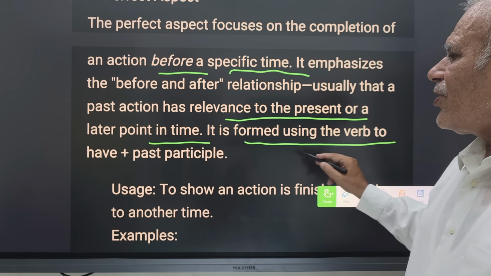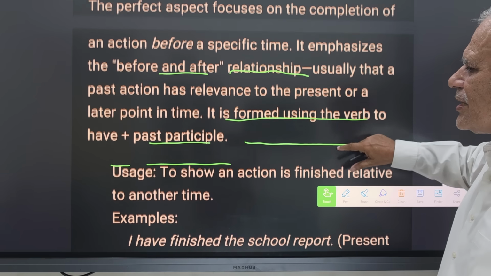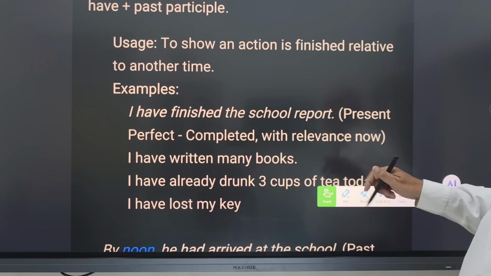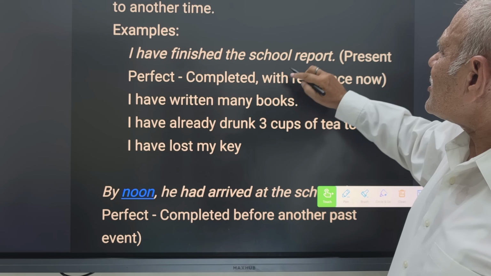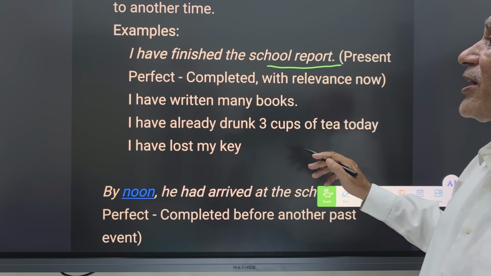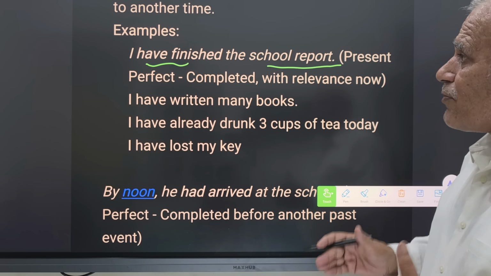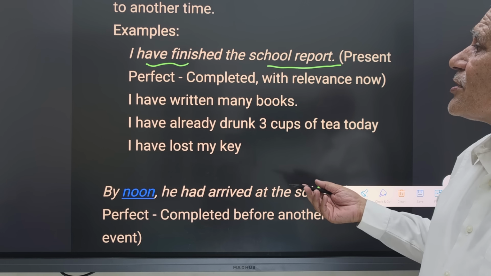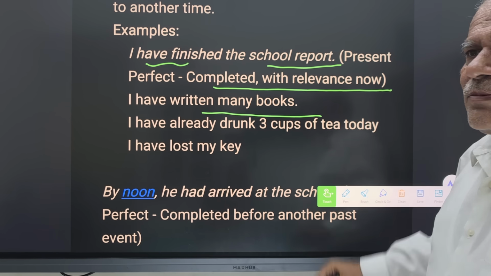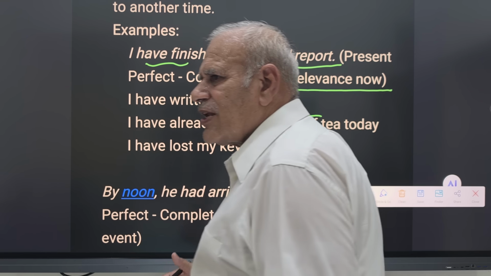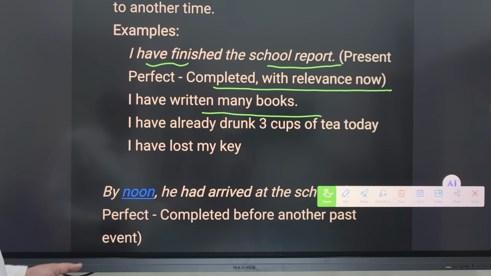It is formed by using the verb to have with the past participle. Now, see, usage. To show an action is finished relative to another time. I have finished the school report. Present perfect. I have finished. Time is not there. This means it has a relationship with the present. Recently I have finished the school report. Perfect. Completed with relevance now. I have written many books. This means I am still living and writing more books, or maybe I will write many books in future.